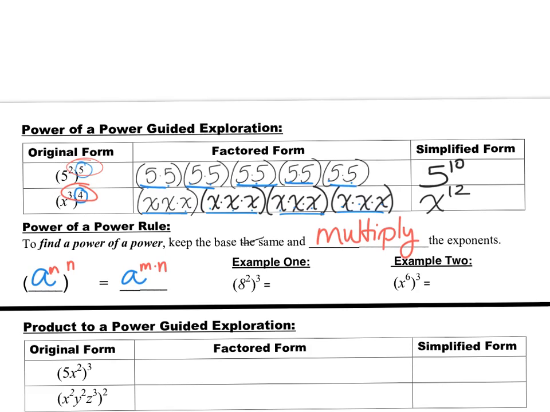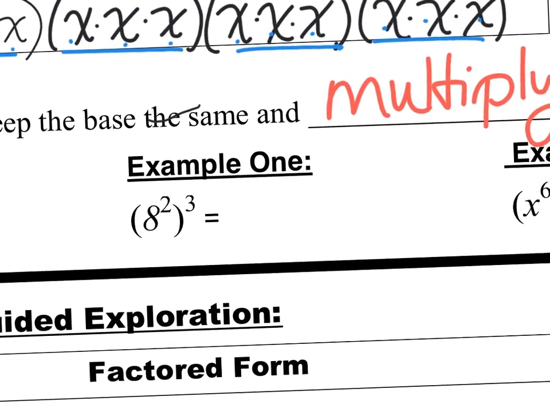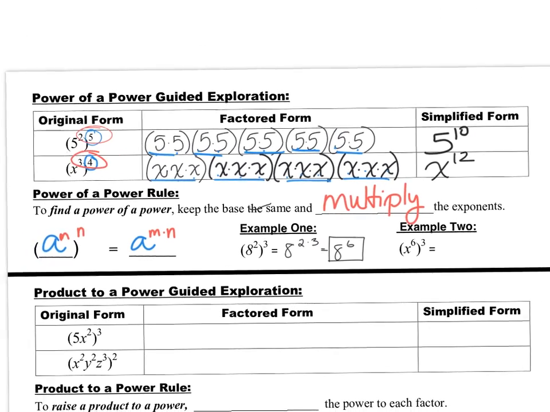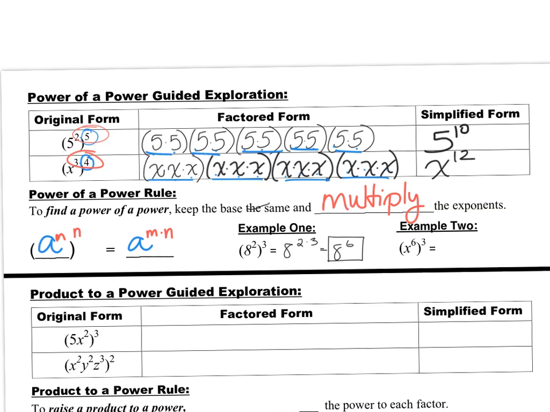So in our first example, here my base is 8, and I have 8 squared to the 3rd power. So this would be 8 to the 2nd power times 2, which would give me 8 to the 6th power. So notice, a power of a power rule states that we multiply the exponents. Go ahead and see if you can solve example 2, and we'll check that answer in class tomorrow.